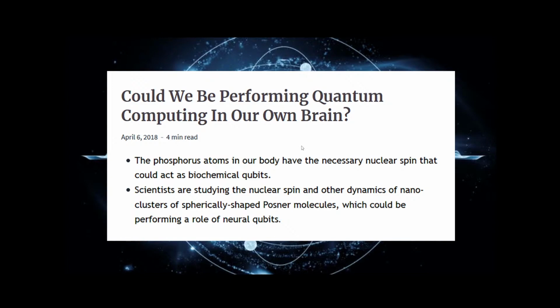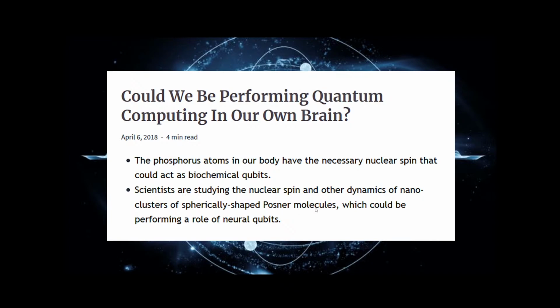Could we be performing quantum computing in our own brain? Answer is yes. The phosphorus atoms in your body have the necessary nuclear spin that could act as biochemical qubits. A qubit, remember, instead of a bit in a computer, 0 and 1, is all possible zeros, ones, and maybes. Scientists are studying the nuclear spin and other dynamics of nanoclusters of spherically shaped Posner molecules, which could be performing a role of neuroqubits.